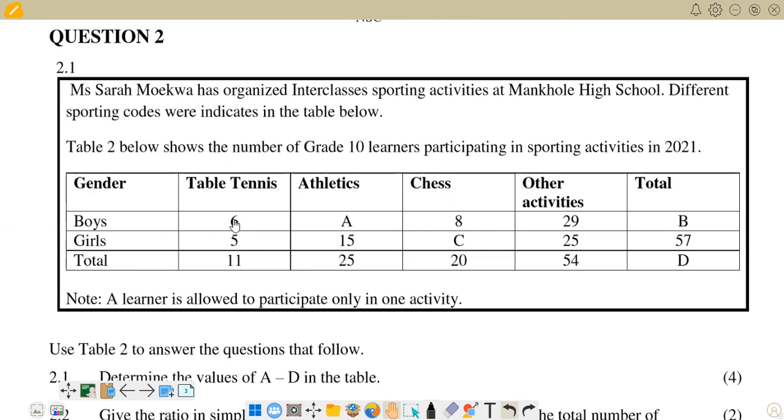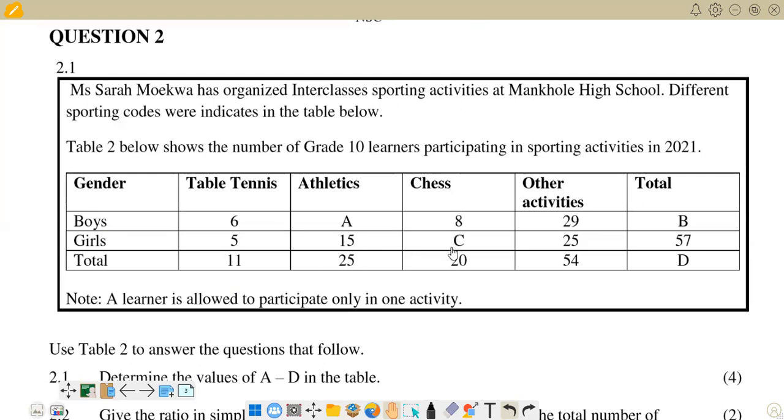For example, for table tennis, we've got 11 as the total. The 11 is found by saying the figure for boys is 6, then we add the figure for girls, 5. So we say 6 plus 5, then we get our total, 11. The same applies here. We don't have the figure for boys in athletics, so we have A there. So if you say A plus 15, you get the figure 25 as our total.